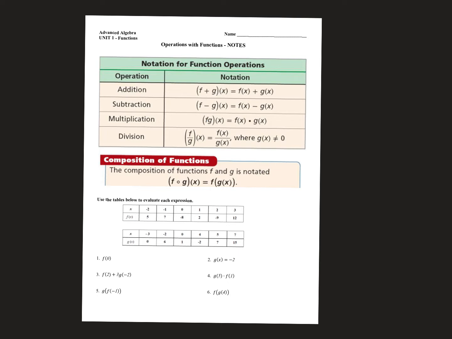Same goes for subtraction. (f - g)(x) is really just taking f(x) and subtracting g(x) from it. With multiplication, (f · g)(x) is saying take f(x) and multiply it by g(x). With division, we have (f / g)(x), which tells us to take f(x) and then divide it by evaluating g(x).